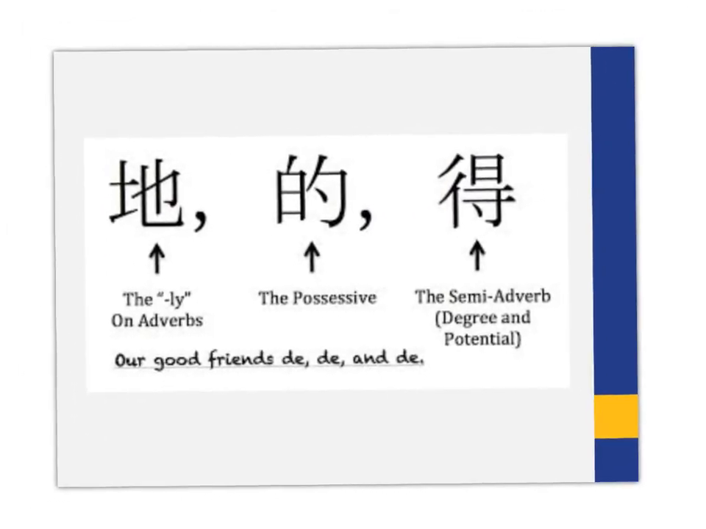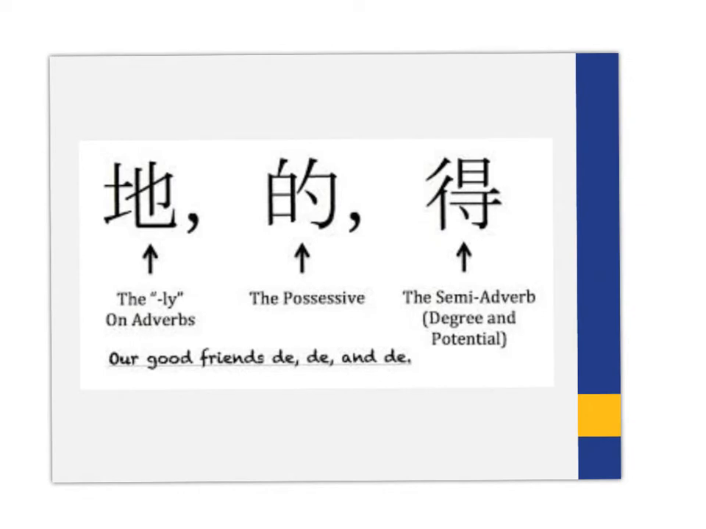Chinese, just like English, has homophones where these three particles have the same pronunciation, but they have different characters and scripts and different meaning.